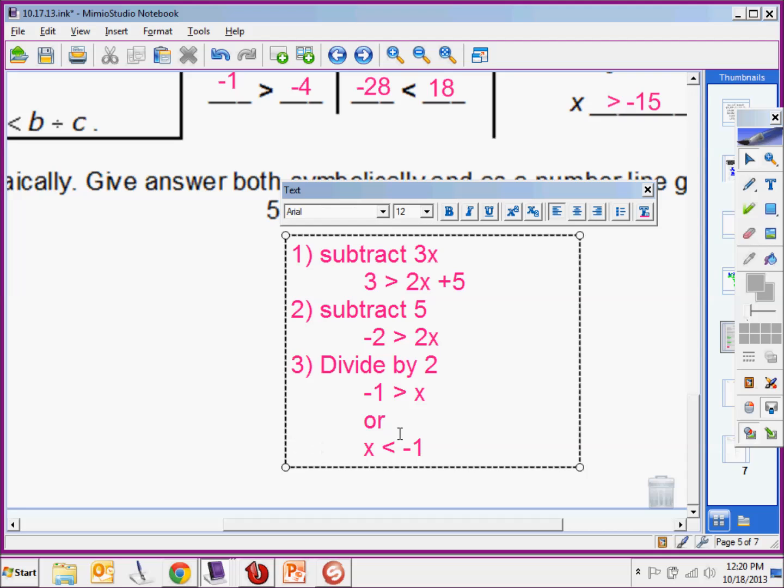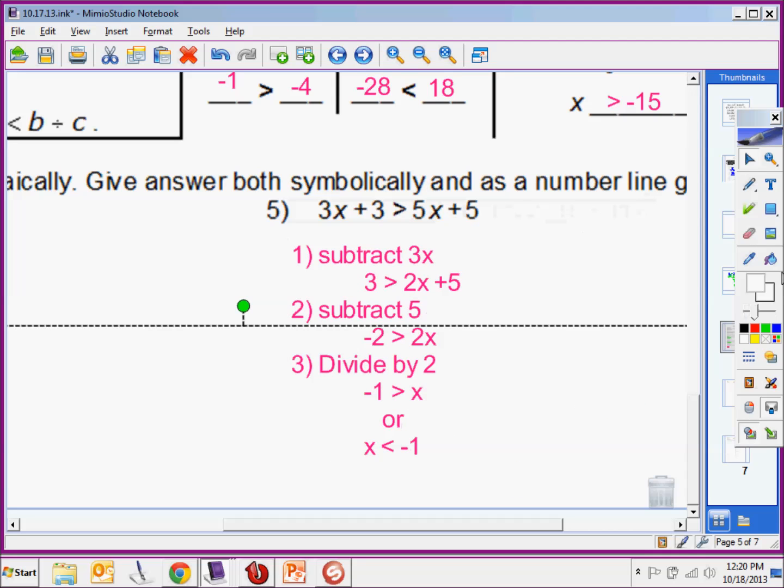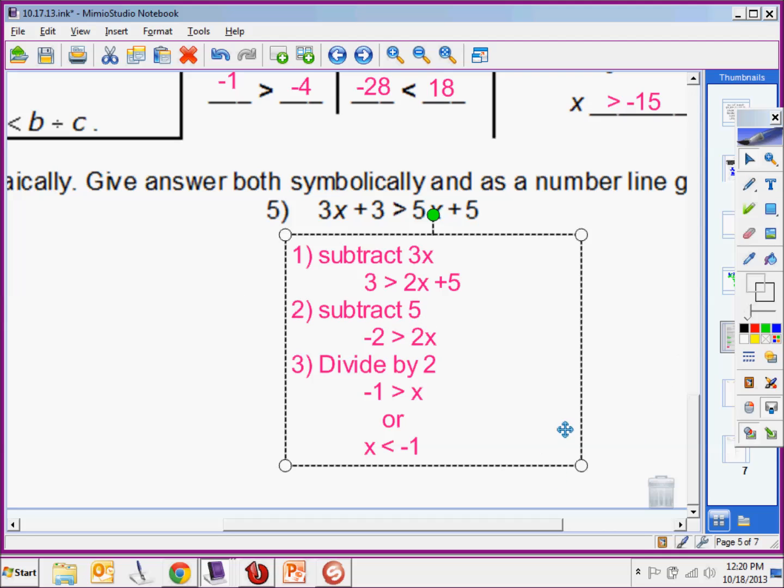You can do it a different way. So there'll be 2 different answers, right? No, it's one answer. Either way, you get the same answer. There's only one answer, guys. Negative 1 is greater than x. Either way you look at it, negative 1 is greater than x.